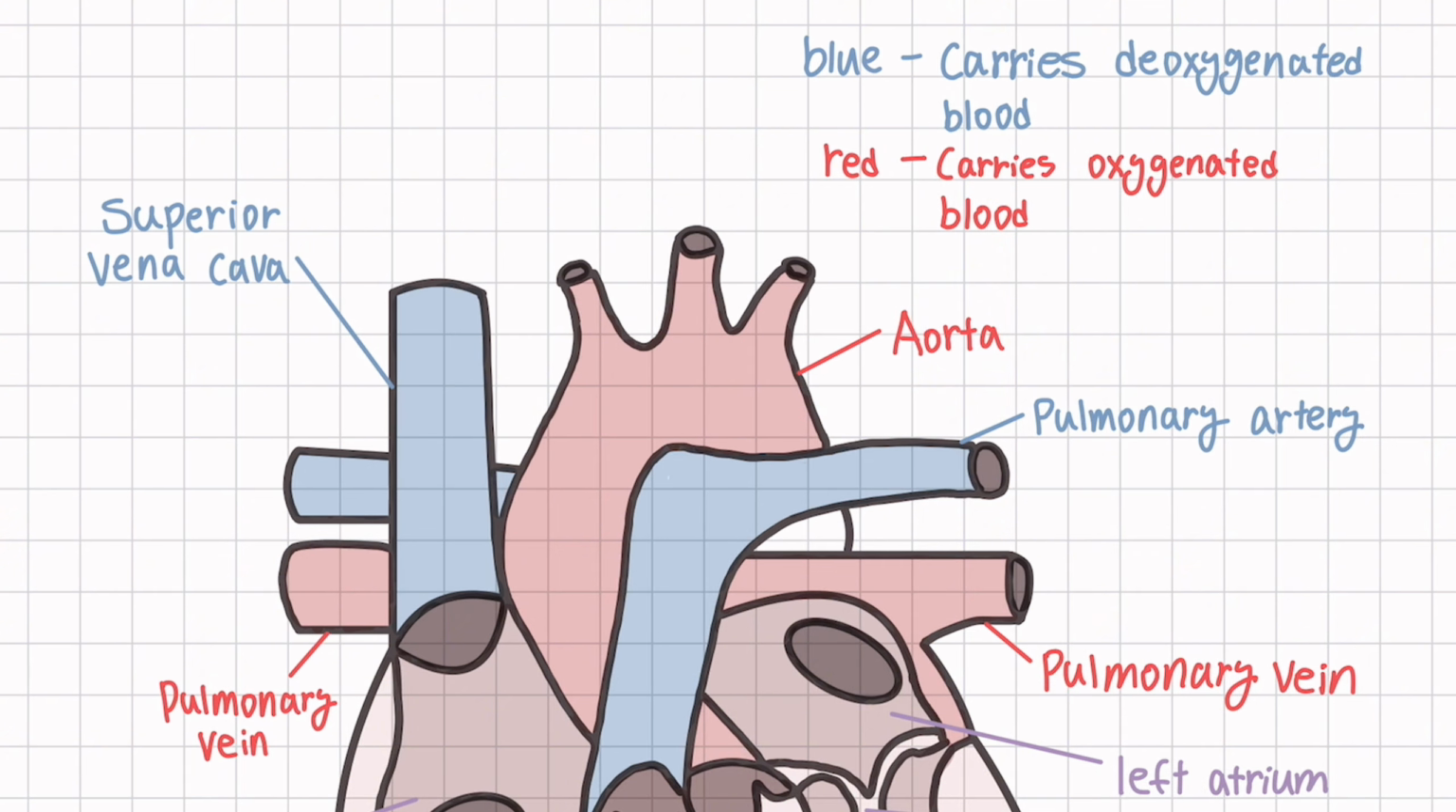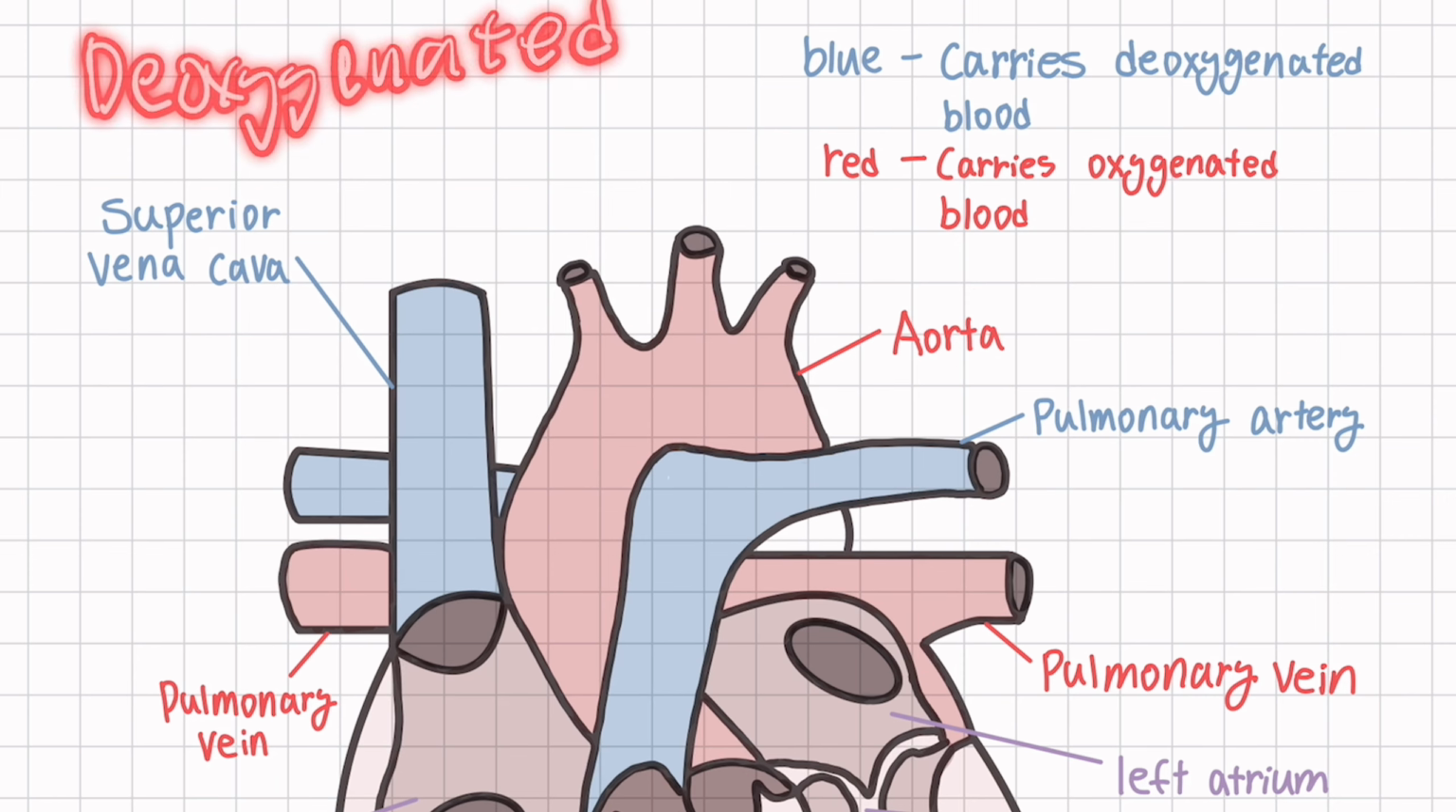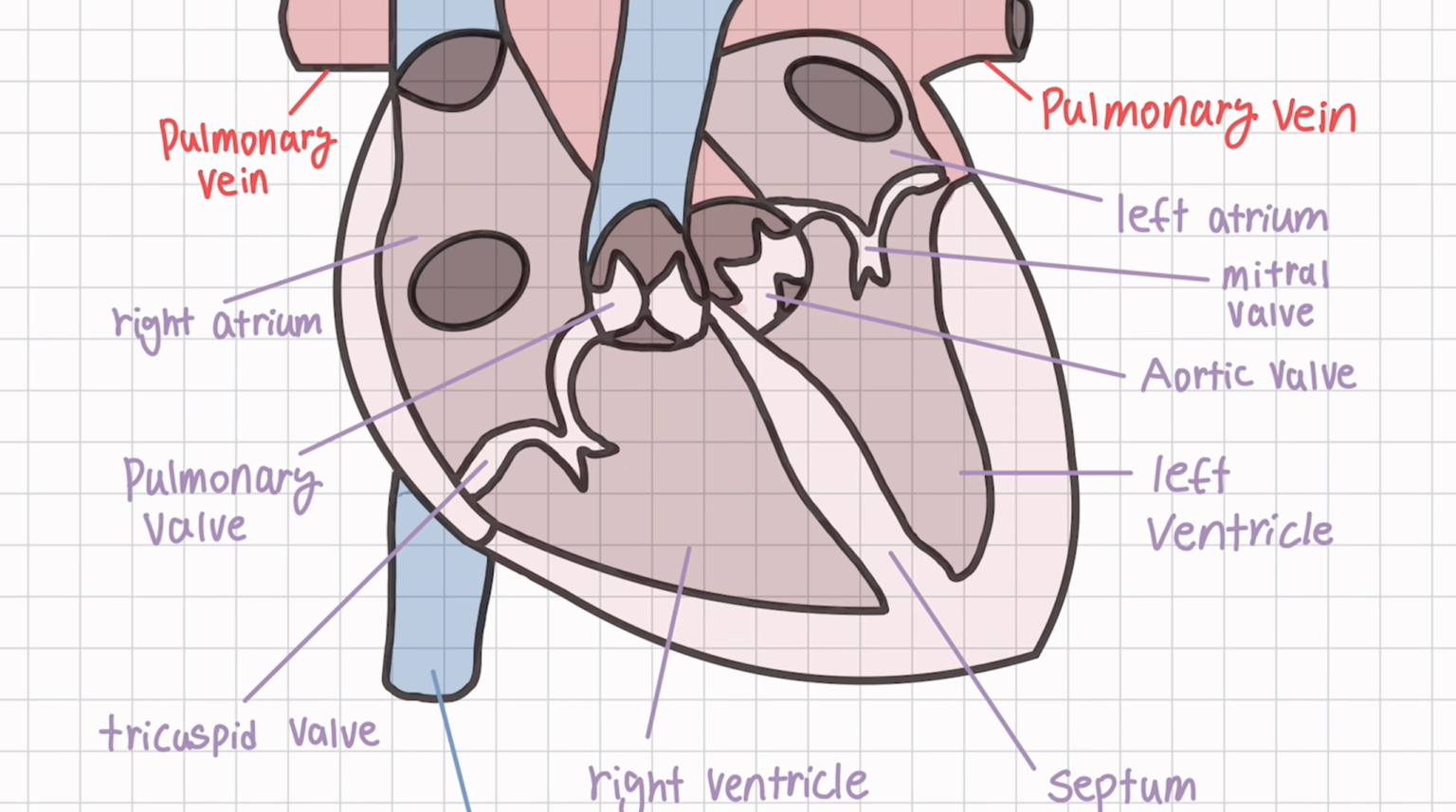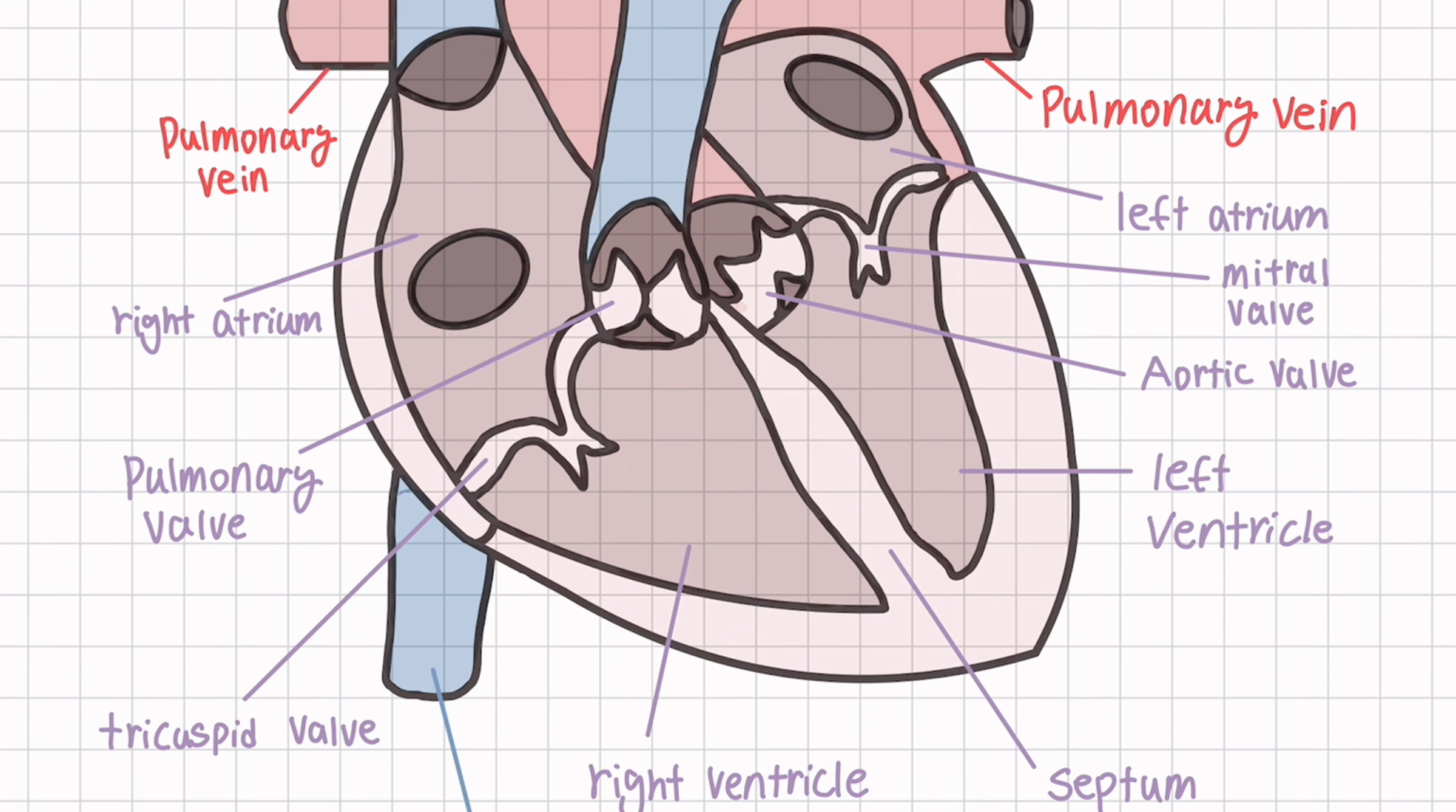So I'll explain this diagram in terms of blood flow. First, let's talk about deoxygenated blood. How does it flow through the heart? It gets into the right atrium. This is when the right atrium contracts and pushes the blood through the tricuspid valve, which causes the blood to enter the right ventricle.